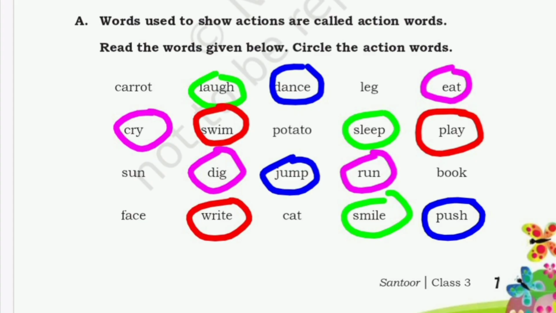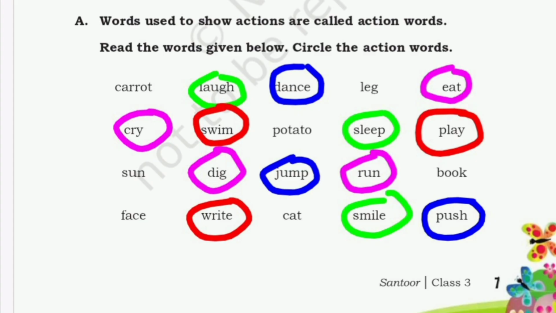Next is words used to show actions are called action words or verbs. Read the words given below. Circle the action words. Here the words given are carrot, cry, sun, face, laugh, swim, dig, write, dance, potato, jump, cat, leg, sleep, run, smile, eat, play, book and push.